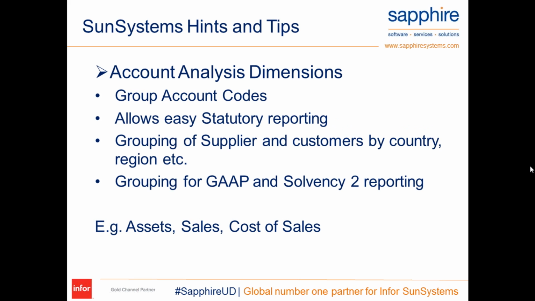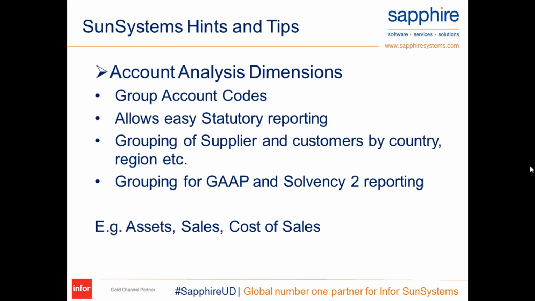Okay. Account analysis dimensions. Some of you might be familiar with these as A codes if you're a Sun 4 user. In Sun 5 and Sun 6, they're called account analysis dimensions. Account analysis dimensions essentially can be used to group your chart of accounts. They're similar to transaction analysis dimensions, or T codes, which most of you might be more familiar with, and which are used to group the transactions that you're posting to the system. Similarly, account analysis dimensions are used to group chart of accounts.